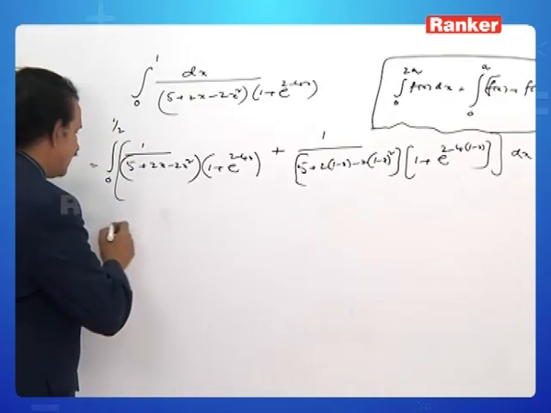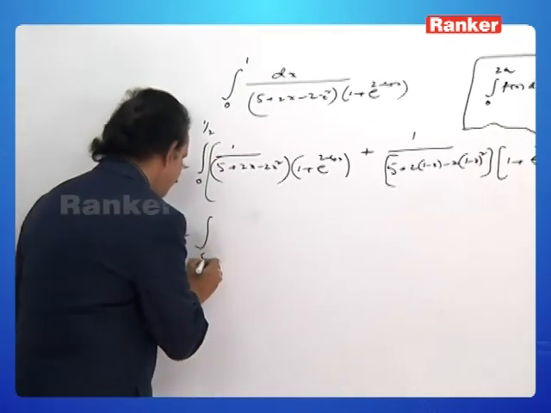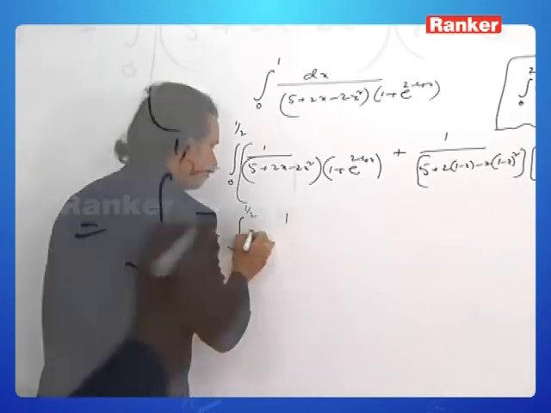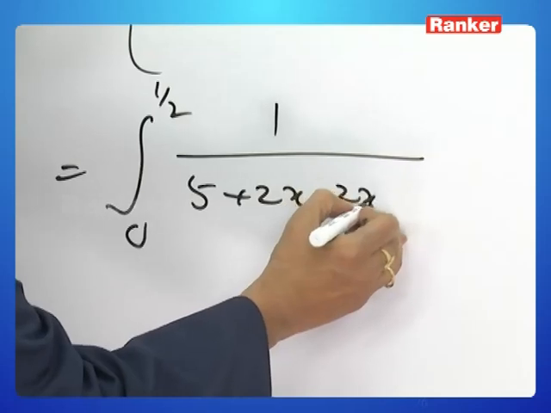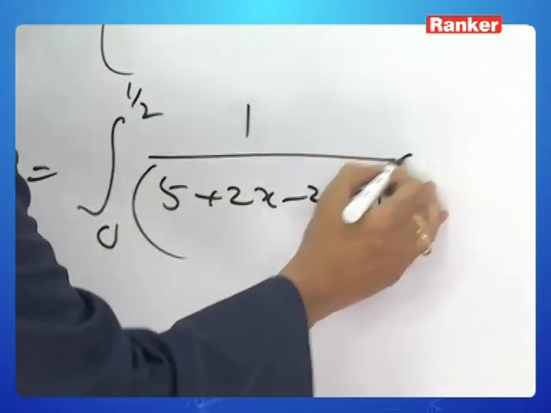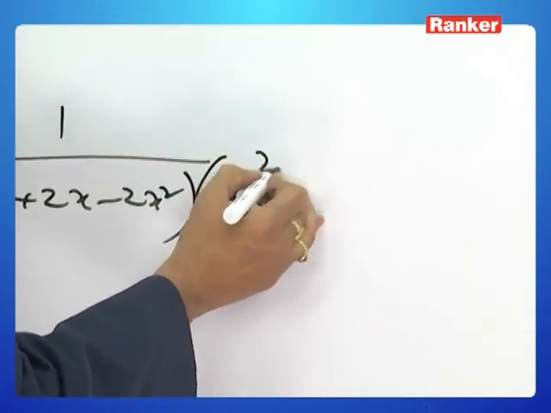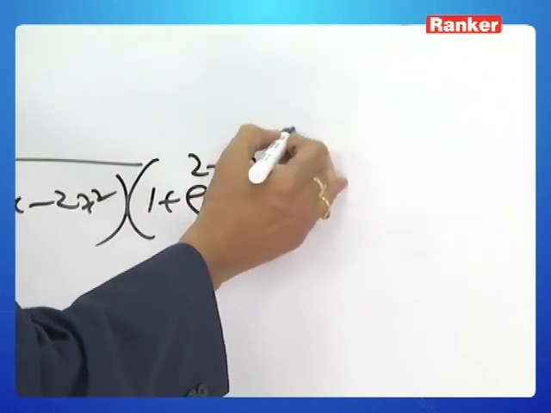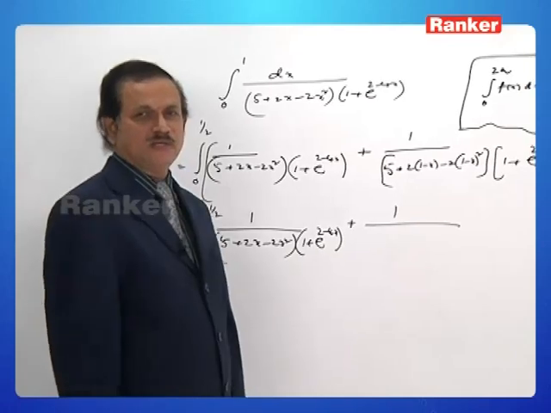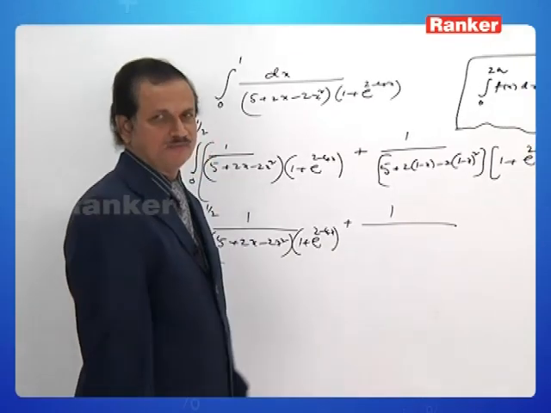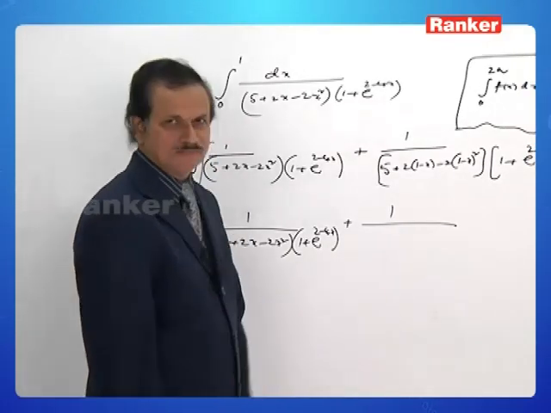Let us see what is going to happen. Integral 0 to 1 by 2, 1 by 5 plus 2x minus 2x square into 1 plus e power 2 minus 4x plus 1 by... well my dear, let us avoid all the steps of simplification. Let us try to imagine.